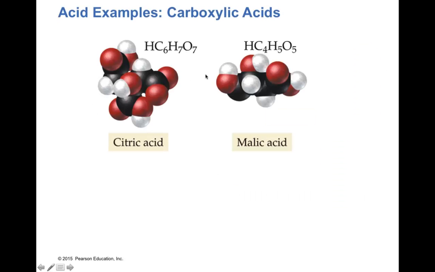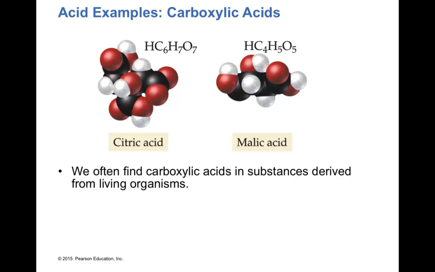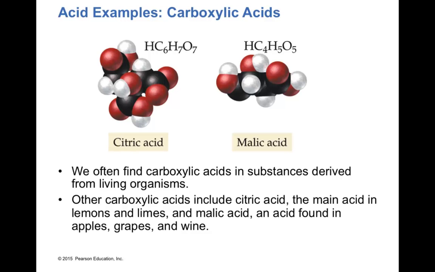Also, these are other types of carboxylic acids, citric acid and malic acid. We often find a carboxylic acid in substances derived from living organisms. Other carboxylic acids include citric acid, the main acid in lemons and limes, and malic acid, an acid found in apples, grapes, and wine.